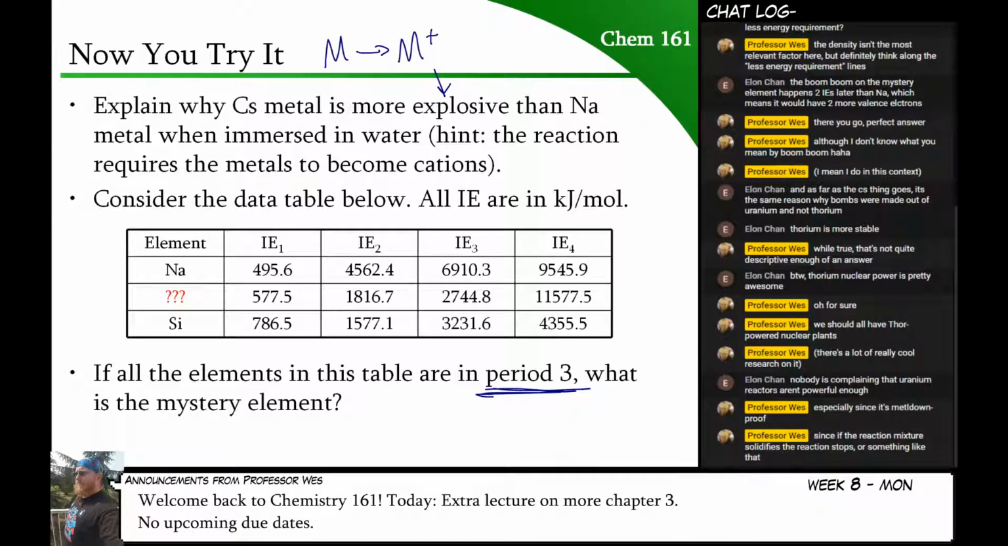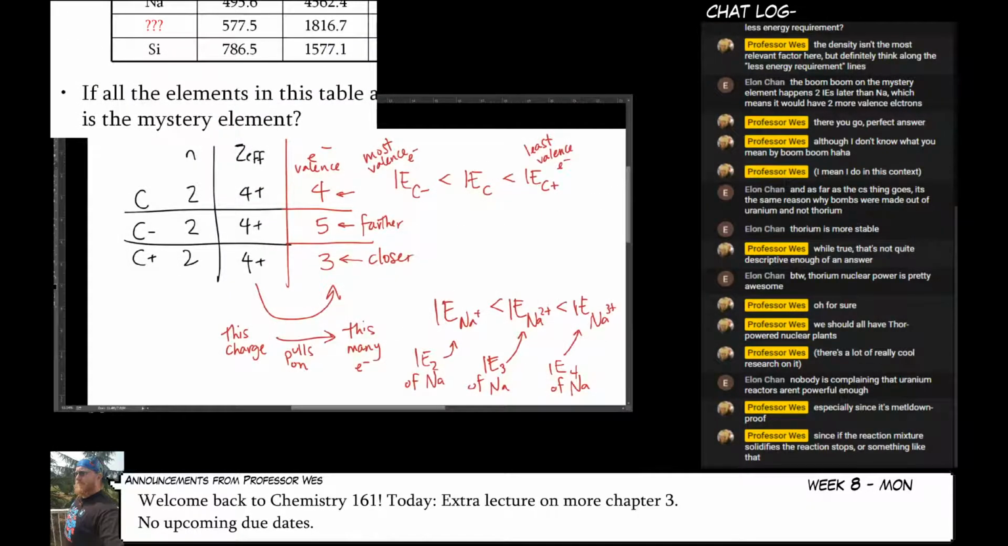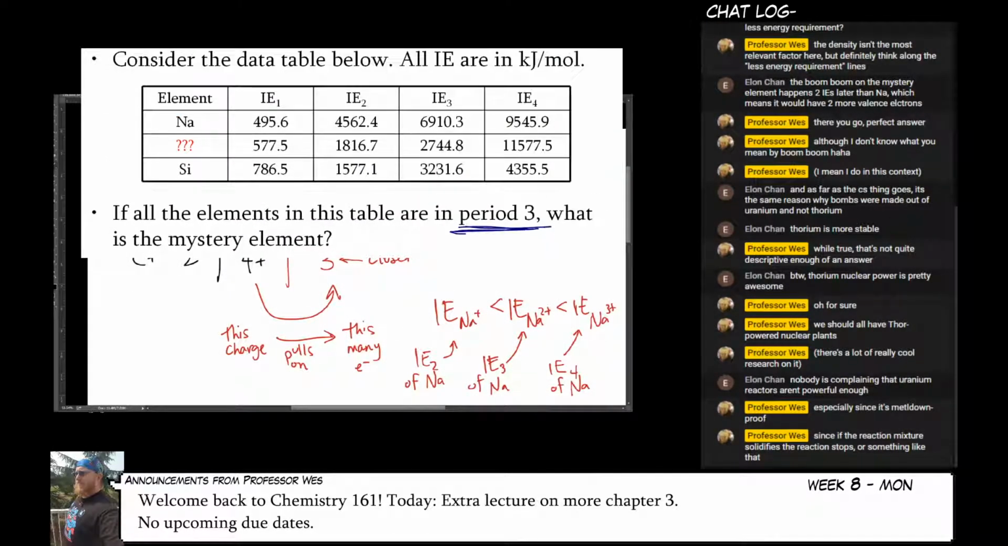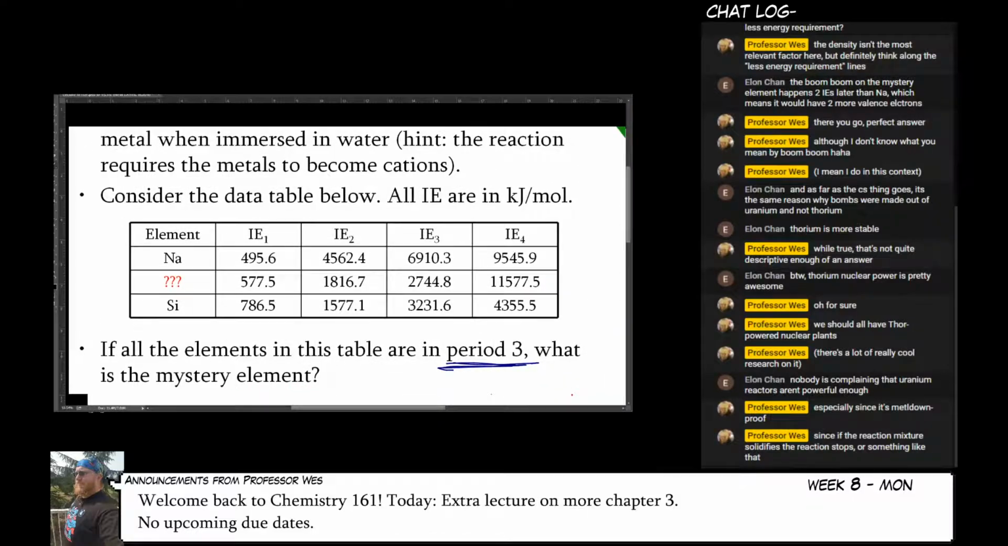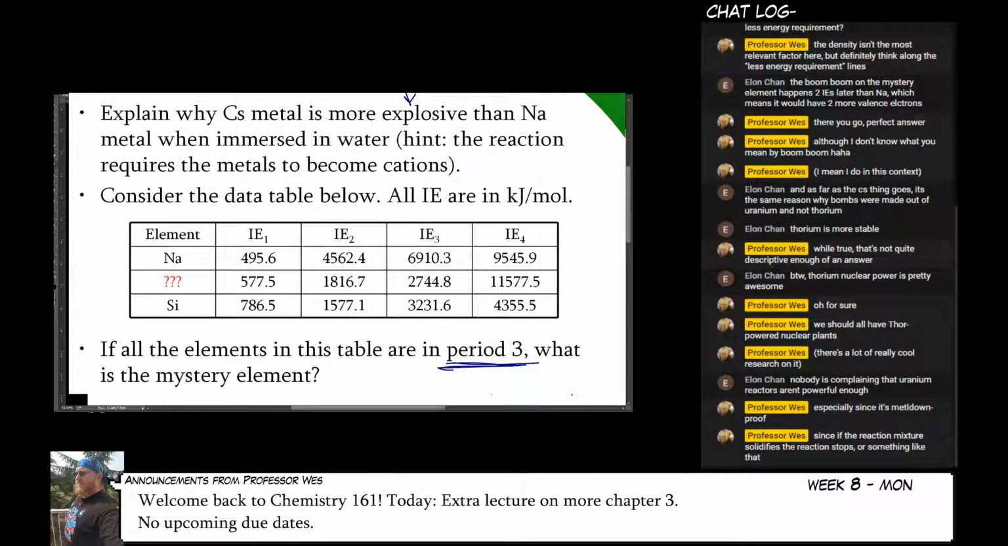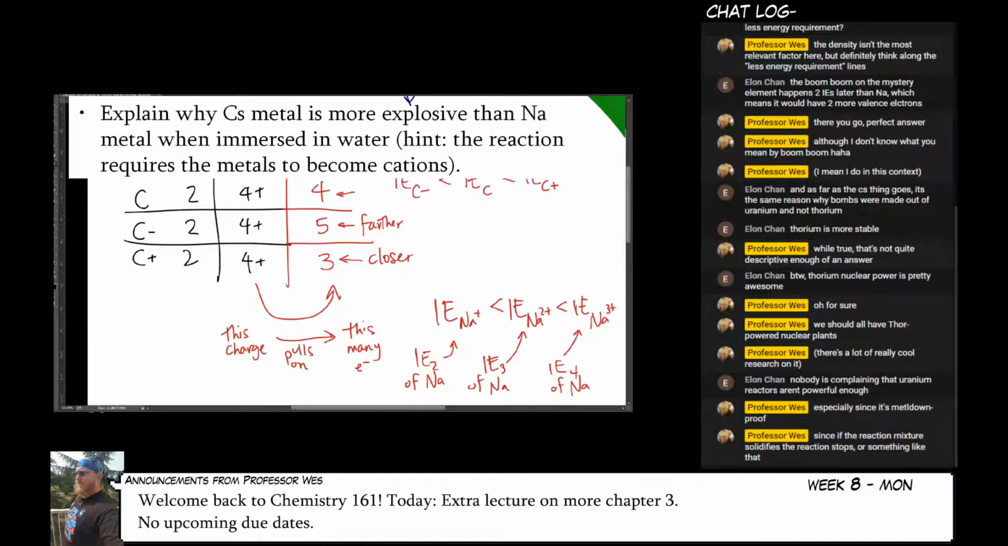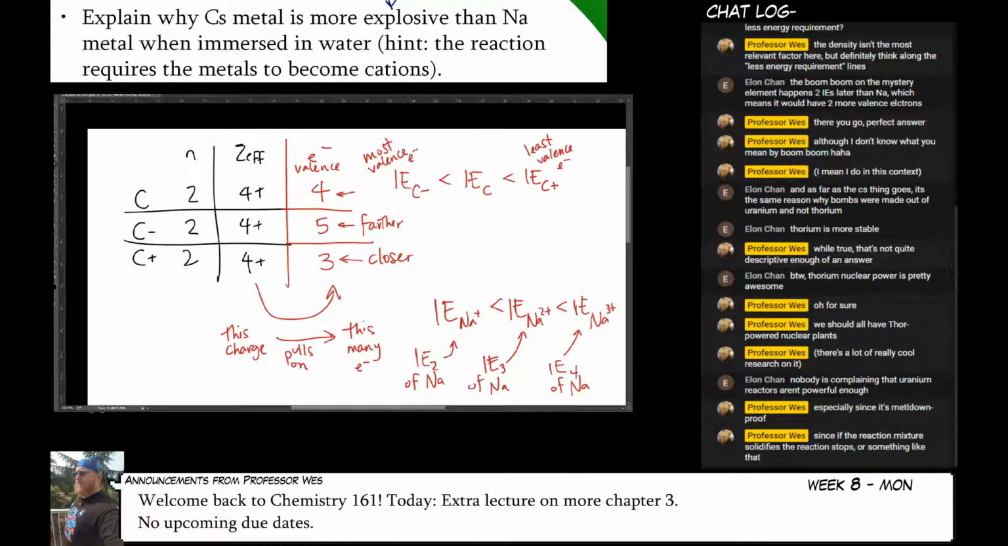All right, so the first question here, why is cesium more explosive than sodium metal? So we're sort of dancing around the answer in the chat here, if you're reading the chat. Let's show why this is in a picture. Oops, I didn't quite capture the top there. And so the hint I gave you was that these elements have to become cations.